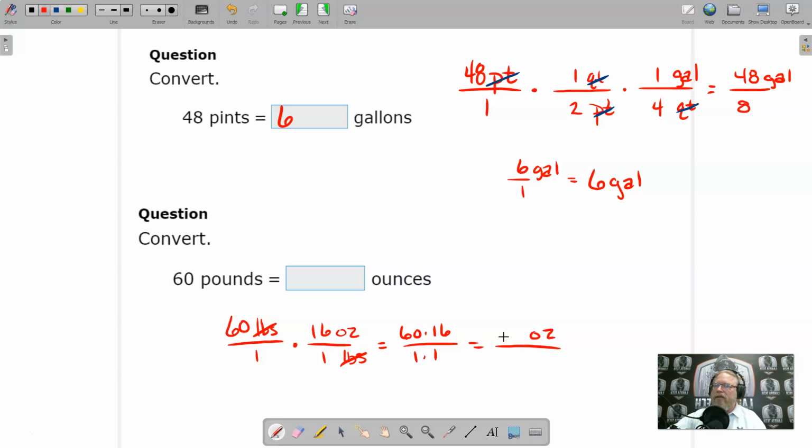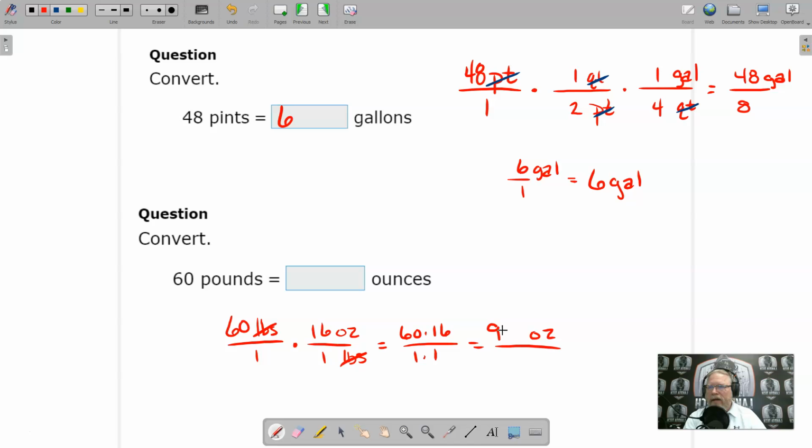And I need to do 60 times 16. Can I mental math that? Yeah, I think I can. 60 plus 36 is 96. Throw a 0, 960. Let's see, 60 times 16. Yep, 960.